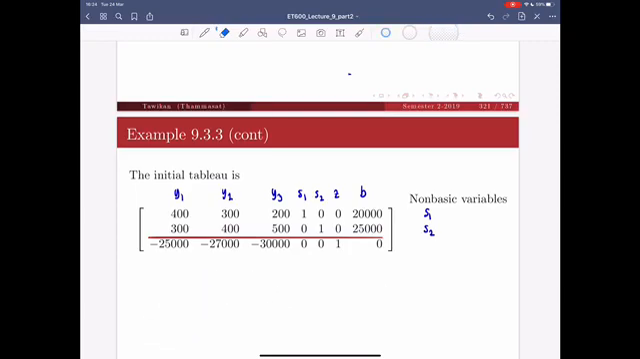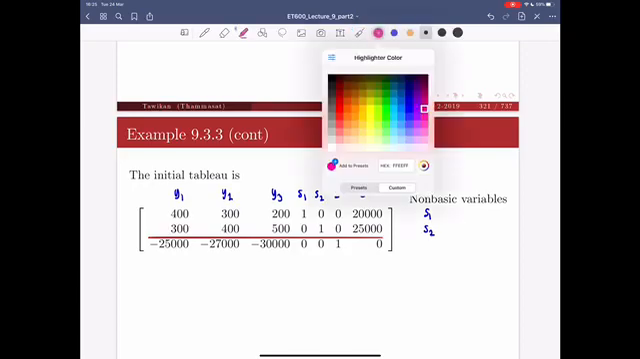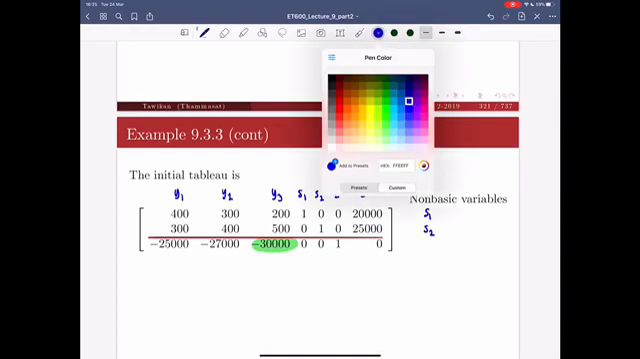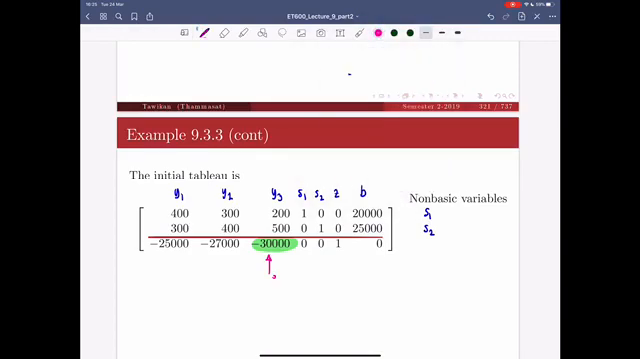We have to get some space because we have to talk about the entering variable and also the departing variable. To get the entering variable out of our first step, we look at the bottom row and search for the most negative entry. So this is the most negative entry. I'm going to highlight that with green. That most negative entry falls into the column of y3. It means that my y3 is going to be the entering variable.